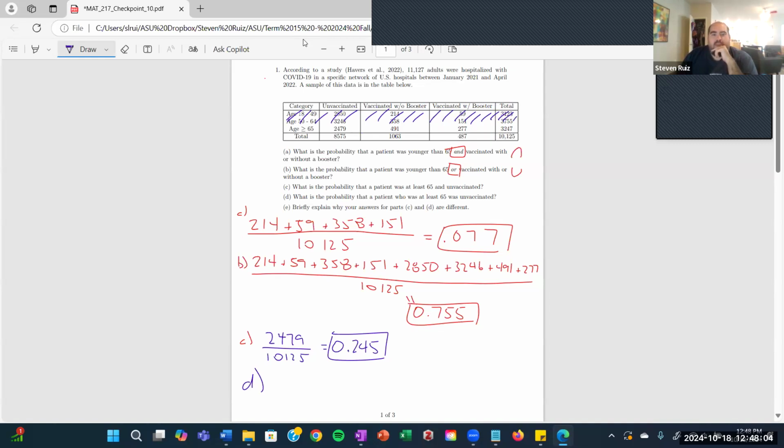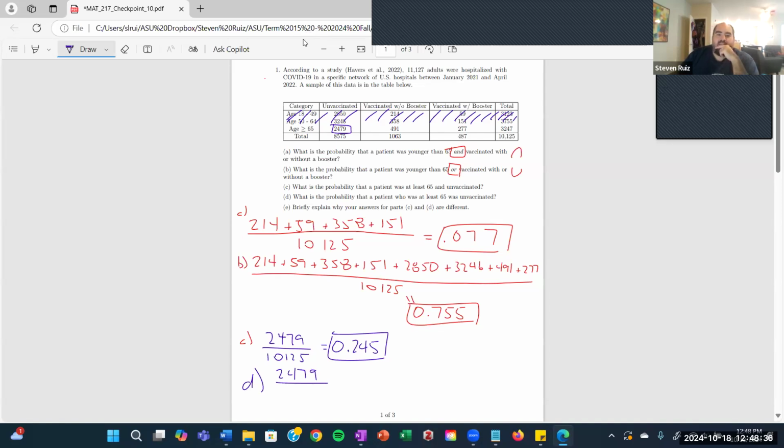So what's the probability that a patient who was at least 65 was unvaccinated? First, let's identify the event. Basically, the numerator of this probability. I think it's the same numerator as before. I want somebody who's 65 or older, who's unvaccinated. That's 2479. That's how many people of that age who are unvaccinated.